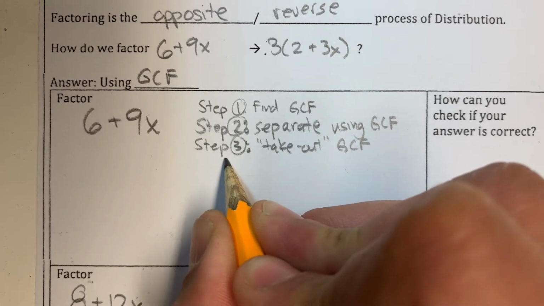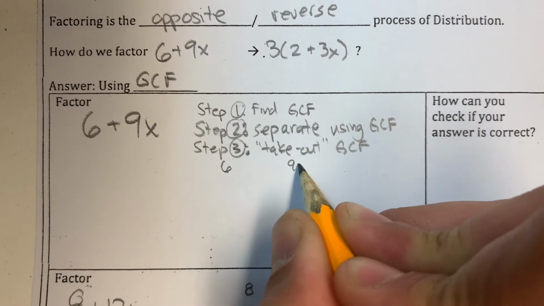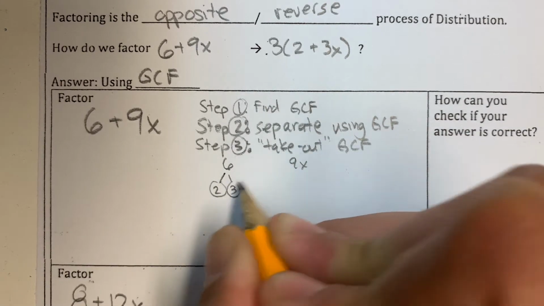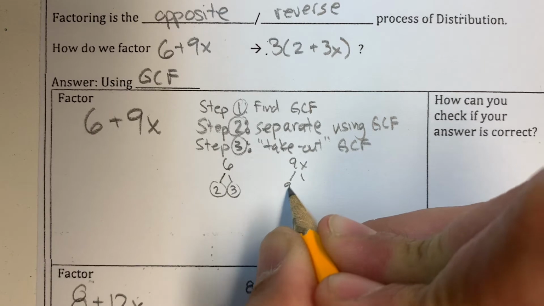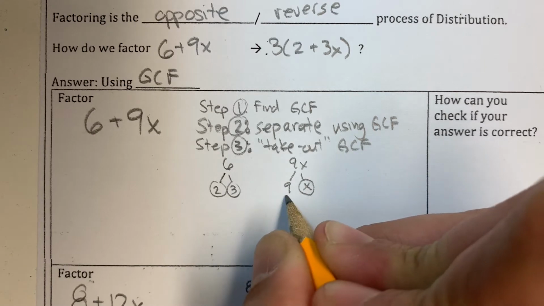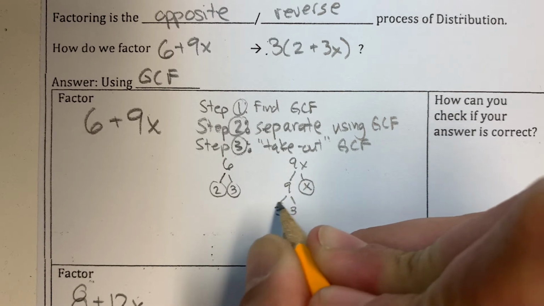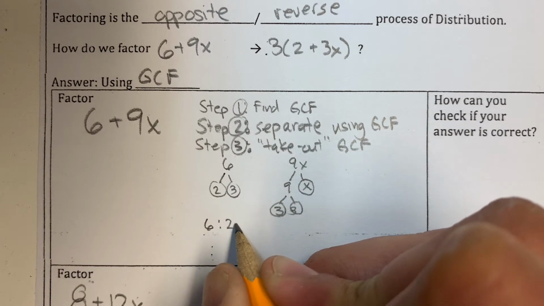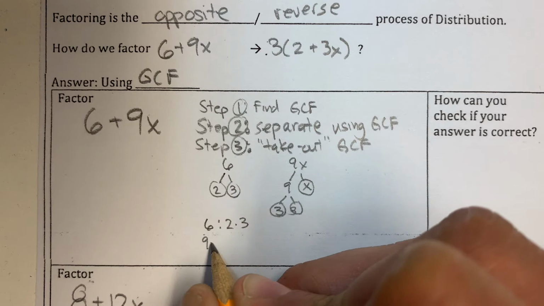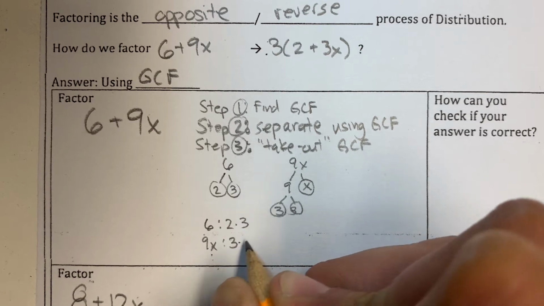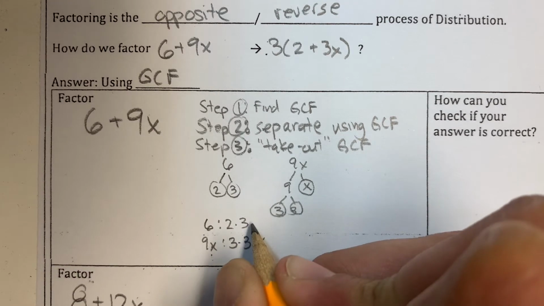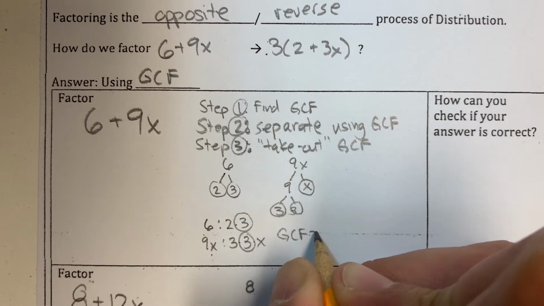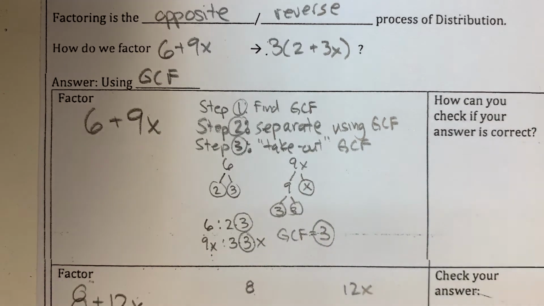So let's go ahead and do that. We're going to use the tree method. So we have 6, we have 9x. We know that 6 is 2 and 3. We know 9x, that's 9 multiply x. And then the 9 is 3 and 3. So the 6 written out is 2 times 3. The 9x written out is 3 times 3 times x. We find what is common, so our GCF is 3. Okay, so that's step 1.